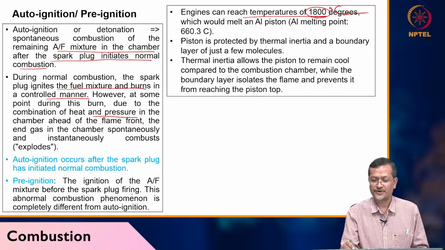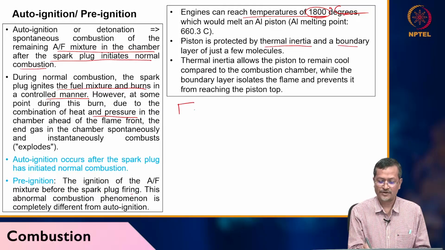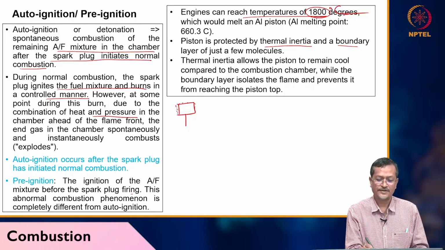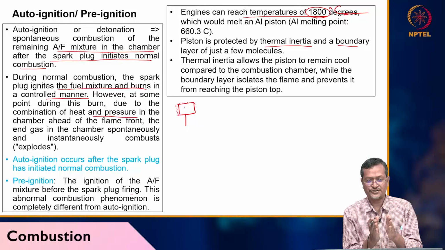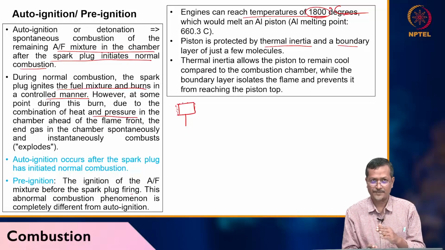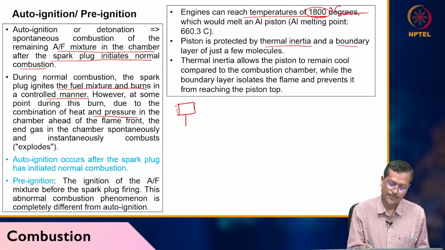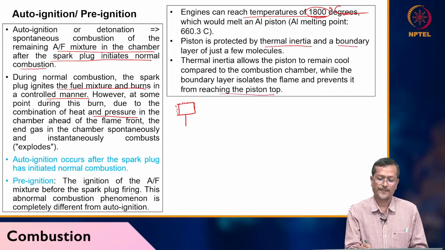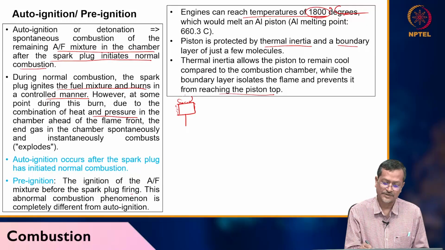The piston is protected by thermal inertia and a boundary layer of just a few molecules. A piston will have one fluid boundary layer all around, which prevents heat from directly reaching the piston metal. If heat reached the metal directly, it would melt. So that small boundary layer helps you. Thermal inertia allows the piston to remain cool compared to the combustion chamber, while the boundary layer isolates the flame and prevents it from reaching the piston top. The piston top, especially this portion, is filled with high temperature gas.